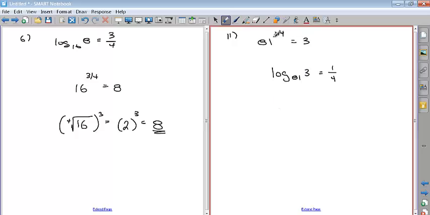And what we're doing here is, the 1/4 power is the 4th root of something. So what number multiplied by itself 4 times gives me 81? Well, the answer is 3.